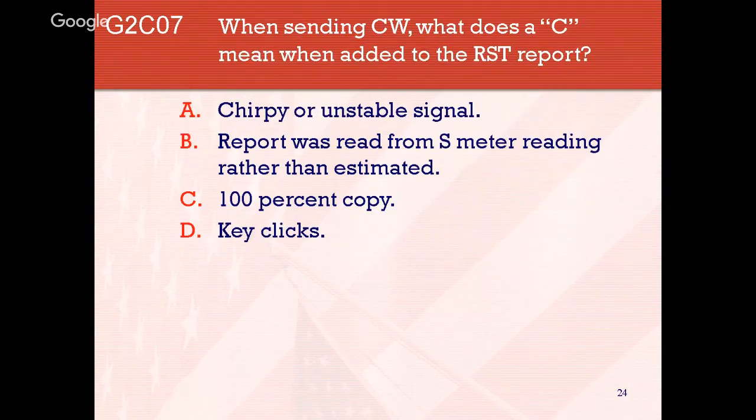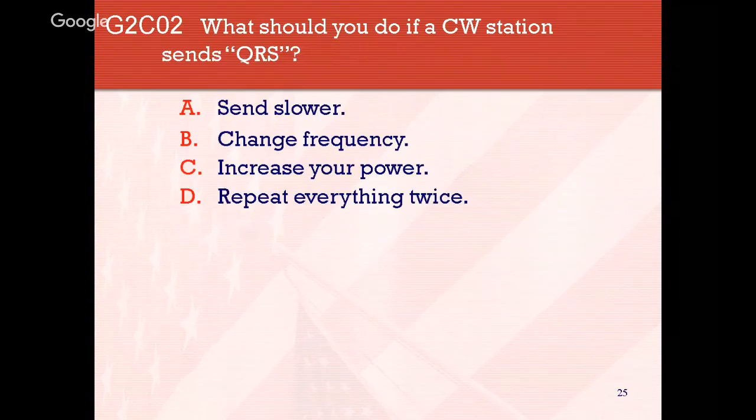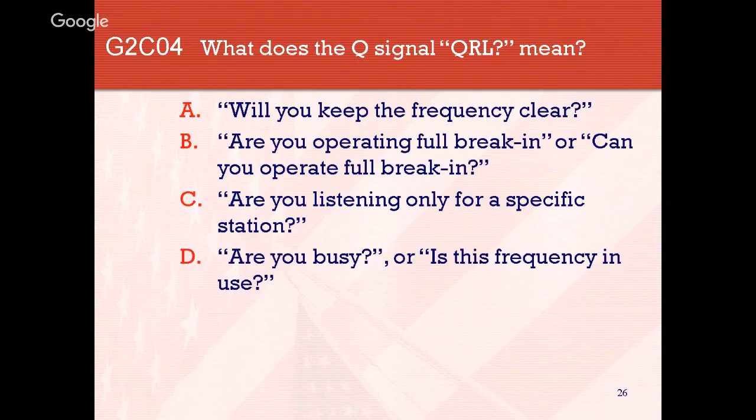When sending CW, what does a C mean when added to the RST report? That was very easy. The C actually corresponds to a chirpy or unstable signal. A is correct. So what should you do if a CW station sends QRS? Again, remember what that S might mean, because if you're sending too fast, they're going to say QRS or send slower.